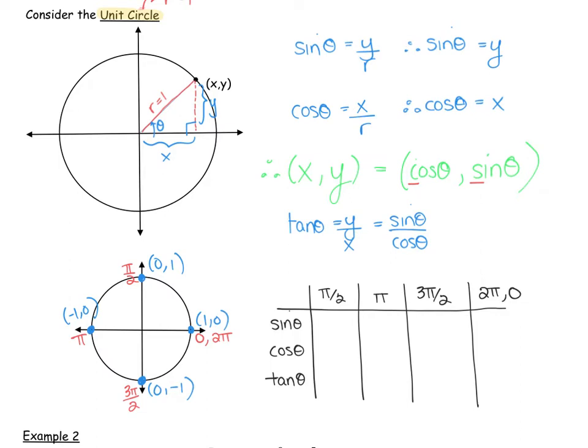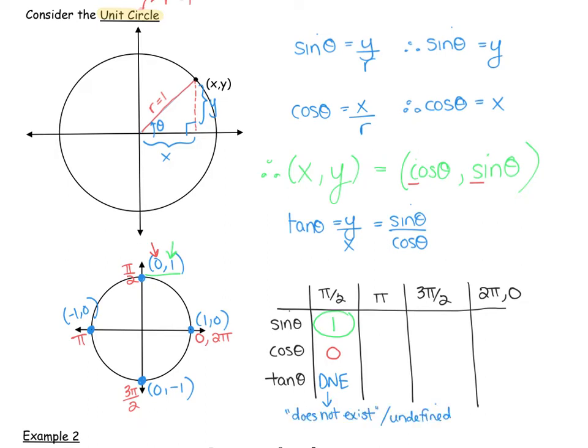The first one that I'm going to look for here is the sine of pi over 2. So I'm going to go to pi over 2, and I know that sine is the y value, so the sine of pi over 2 is 1. I know that the cosine of pi over 2 is the x value, so the cosine of pi over 2 is 0. And then tan theta is sine theta over cos theta, so it's 1 over 0 here, which means that here we write does not exist. It's undefined, if you like, or does not exist.